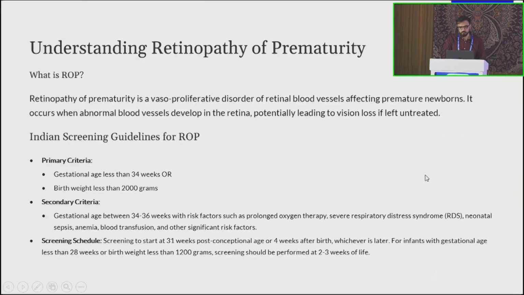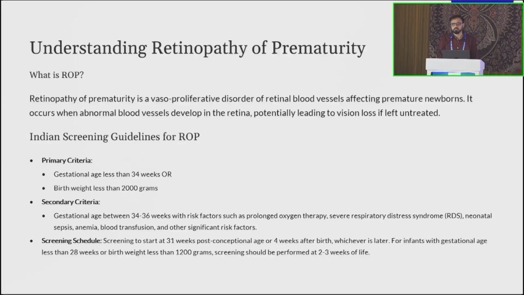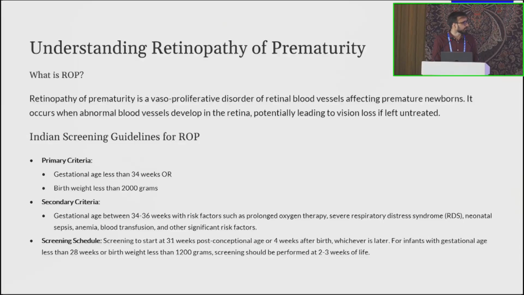Understanding retinopathy of prematurity: what is ROP? ROP is a vasoproliferative disorder of retinal vessels affecting premature newborns. It occurs when abnormal vessels develop in the retina. The primary criteria in India is gestational age of 34 weeks or birth weight less than 2,000 grams. A secondary criteria is 34 to 36 weeks with risk factors, and the screening schedule starts at the 31st week post-conceptional age or 4 weeks after birth, whichever is later.